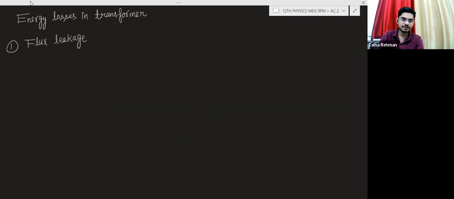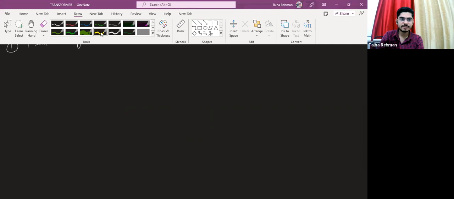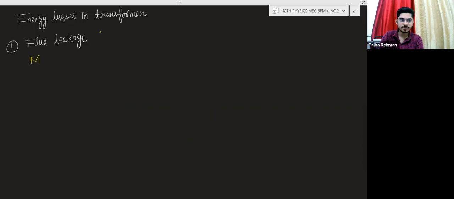So how to minimize the flux leakage? If you want to minimize the flux leakage, you have to use a soft iron core in the transformer, because soft iron core attracts the magnetic field lines, so flux leakage will be reduced. Use soft iron core.